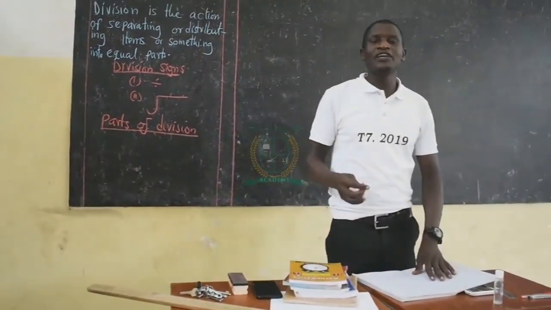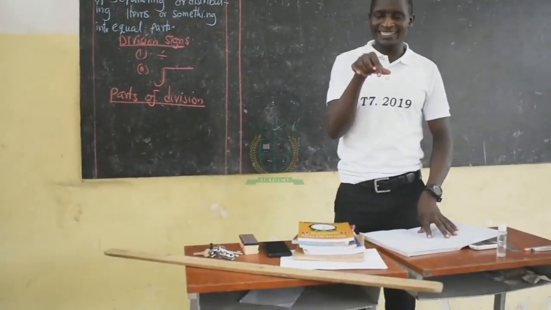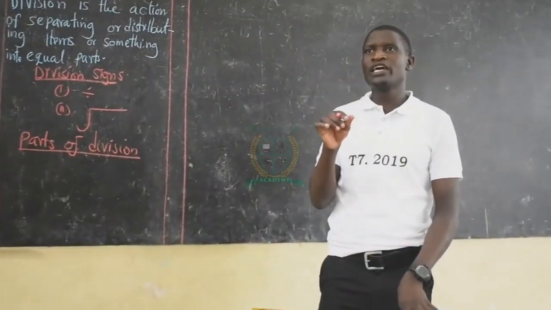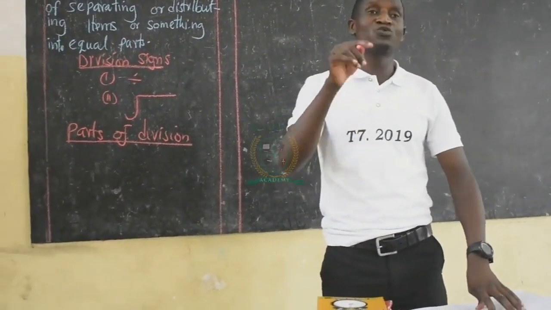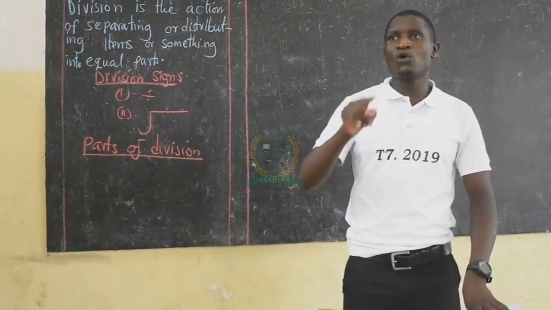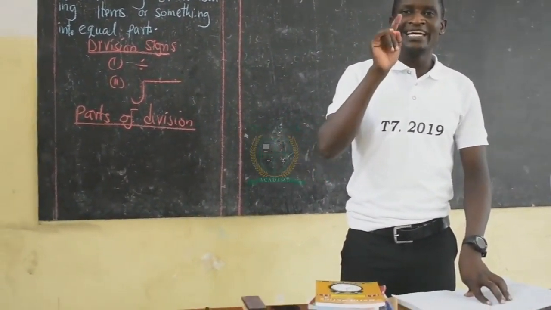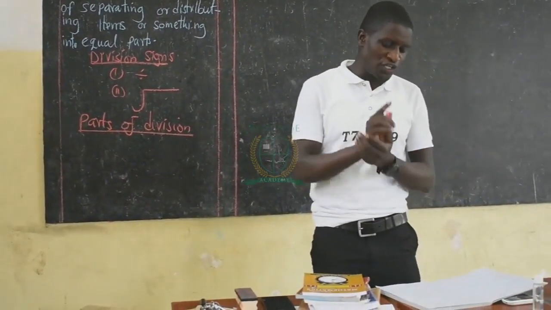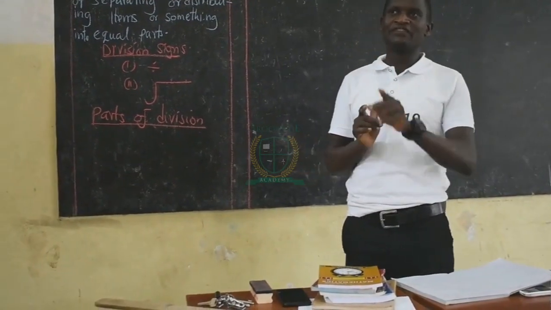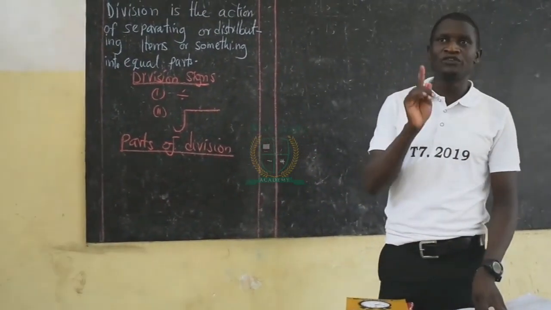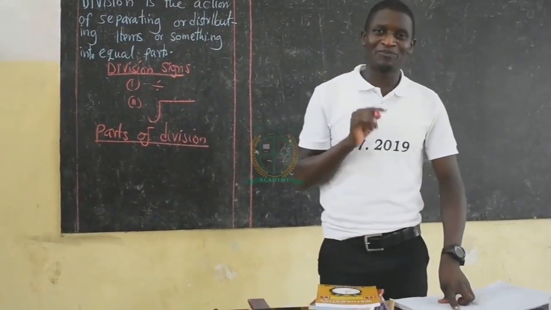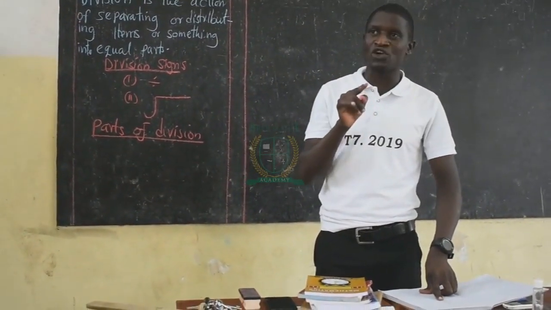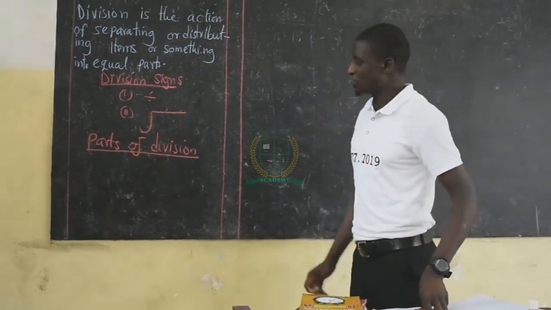In parts of division, at this level, I want to talk about 3 parts of division in primary 4. Remember, sometimes we say there are 4, but I don't want to talk about the 4th one. The first part of division is called dividend. The second part is called divisor. The third part, the last part of division at this moment, is called quotient.